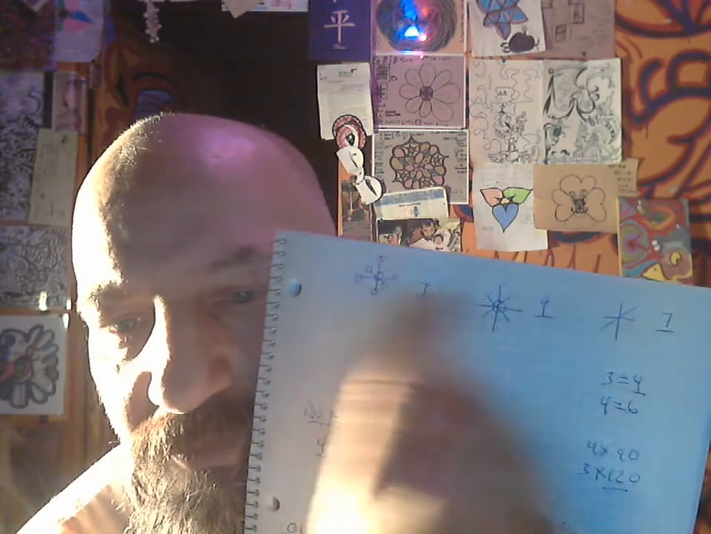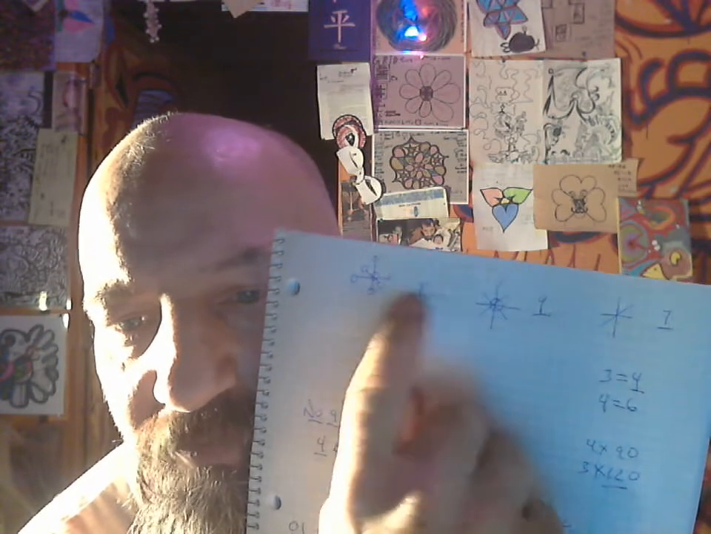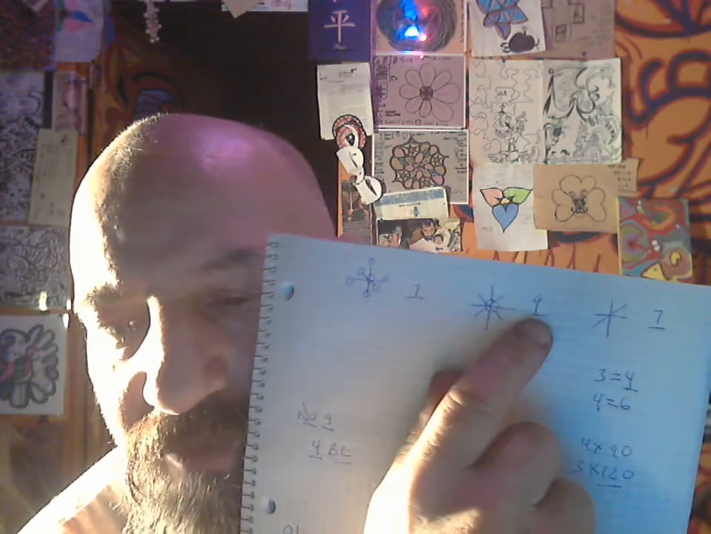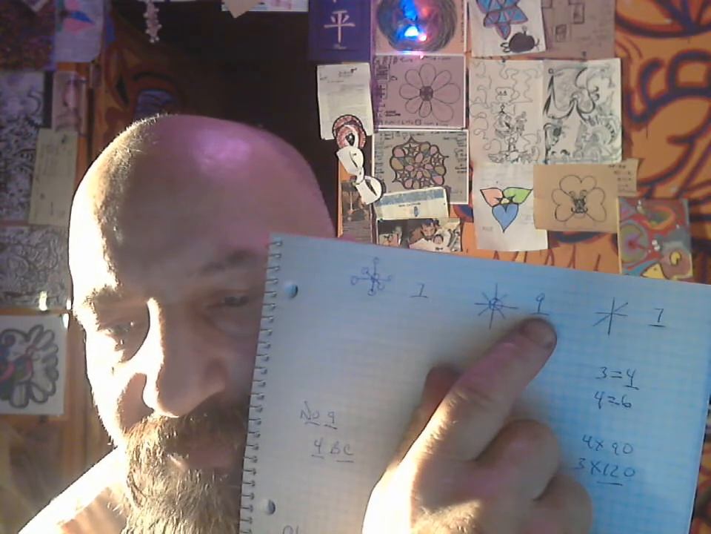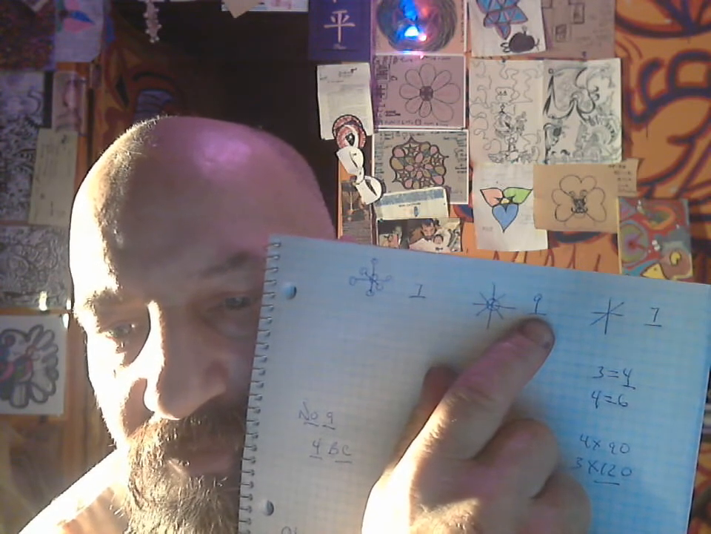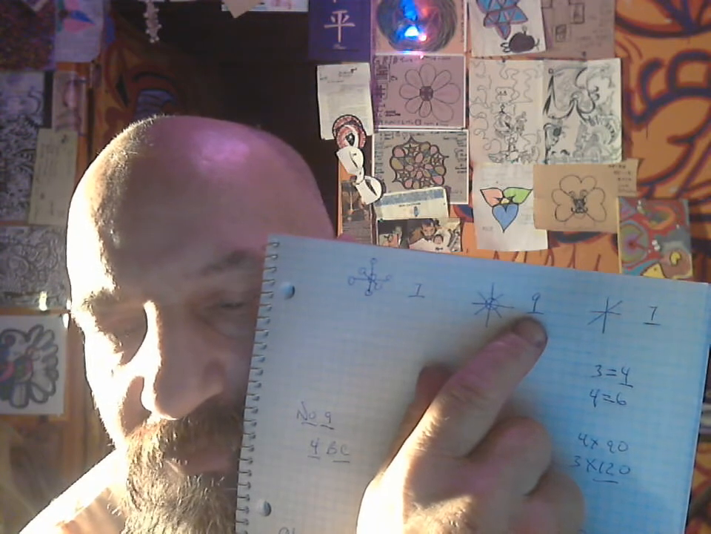7 times 2 is 14. 7 plus 2 is 9, is 23, plus 9 is 32. 3 times 2, 3 plus 2 is 11. 23 and 11 is 34. 32 and 11 is 43.